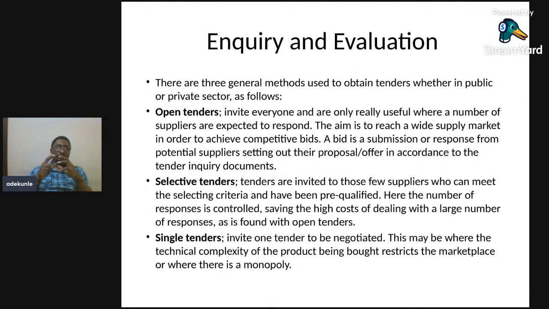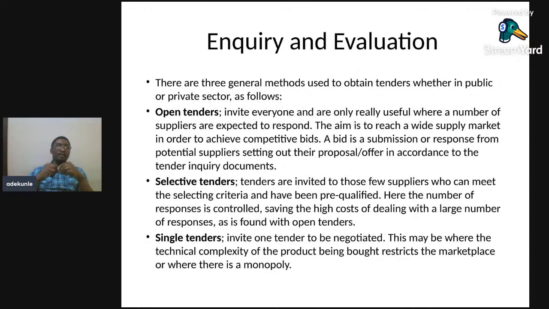All right. There are actually three general methods used to tender, especially in public or private tender. One of them is the open tender. Here, you invite everyone that you feel is available in the market to tender a bid. A number of suppliers will respond to you, and the aim is to reach a wide supply market in order to achieve a competitive bid at the end of the day. A bid is a submission or response from a potential supplier setting out their proposal or offer in accordance with the tender inquiry document.